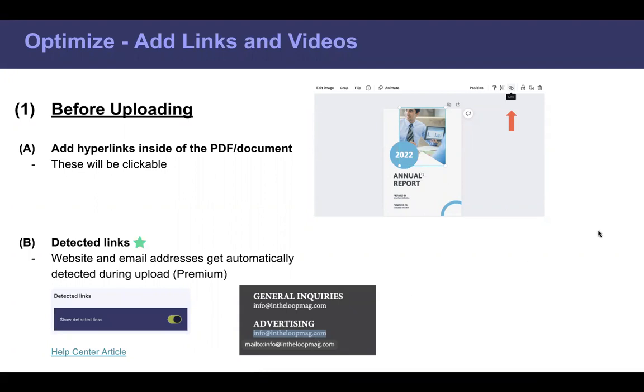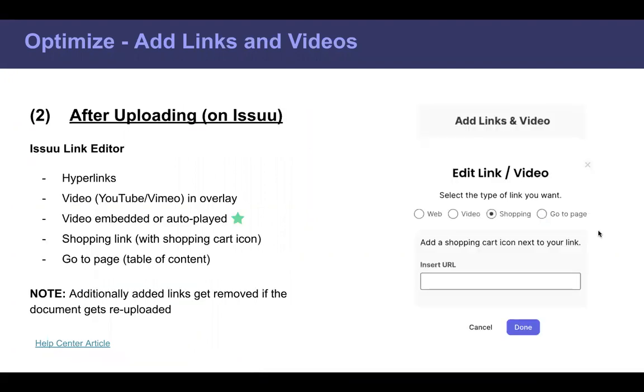We also have the link editor that I mentioned before. That's a feature on Issuu. You can add just the normal web links. You can also add a video that can play in overlay, and these videos have to be hosted on YouTube or Vimeo. And these can play in overlay, so that's available on all plans.